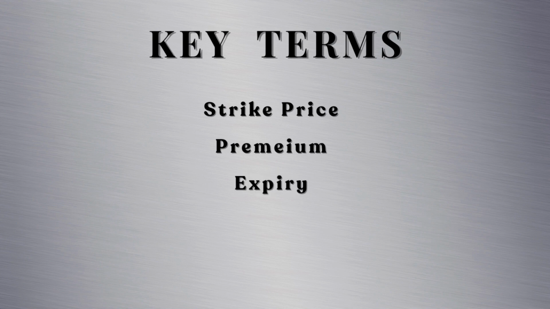Now that we understand the structure of options, today we will go deeper into four very important terms: strike price, premium, expiry, and lot size. These are foundational concepts. Without clearly understanding these, profit and loss calculations will not make sense. Let us start with strike price.